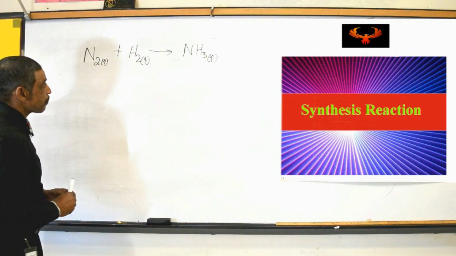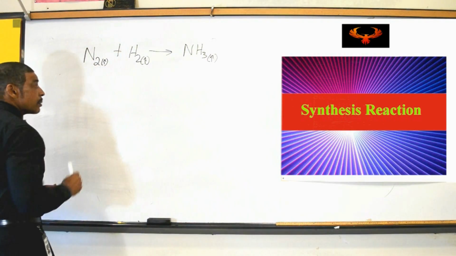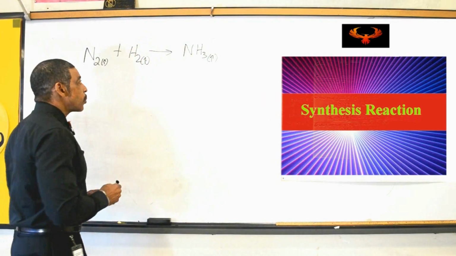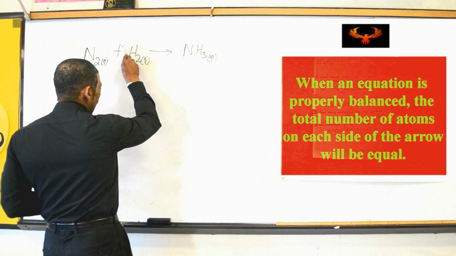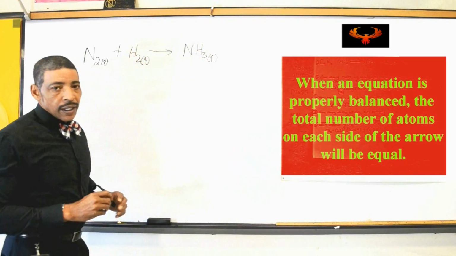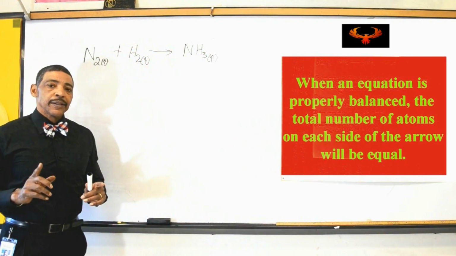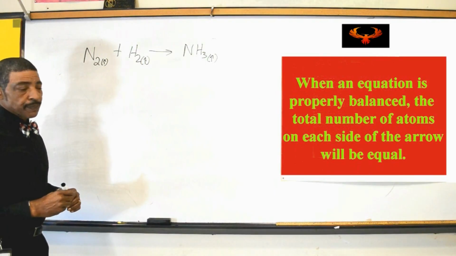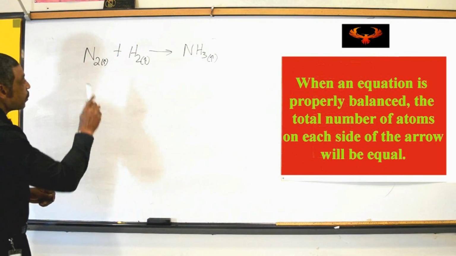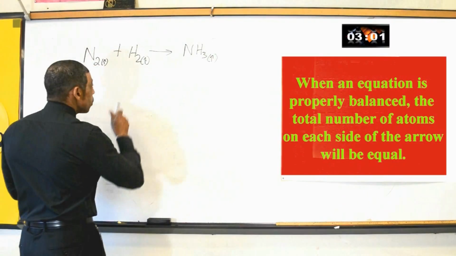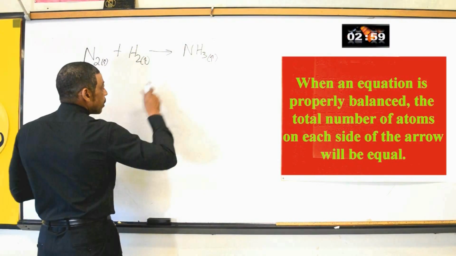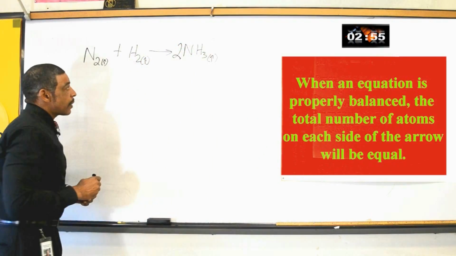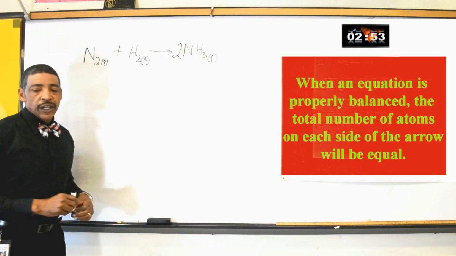be nitrogen. Remember, when an equation is balanced, the total number of atoms will be the same on both sides of the arrow. In other words, the total number of moles of atoms will be the same. Here we have two moles of nitrogen atoms and 1 mole of nitrogen atoms, so we place a 2 in front of the NH3. That balances the moles of nitrogen.